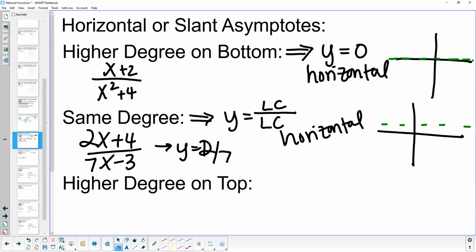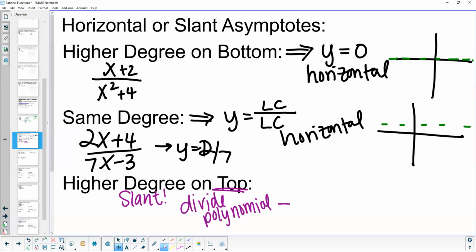Now, if we have a higher degree on top, what we're going to end up seeing is what is called a slant asymptote. Now, the way that we find this slant asymptote is we actually want to divide the polynomials by one another. And then whatever the remaining polynomial is, aside from our remainder, is what our asymptote is going to be. So we can divide the polynomial, and that will give us what sometimes we like to call an oblique asymptote as well, because that kind of depends on the difference there.